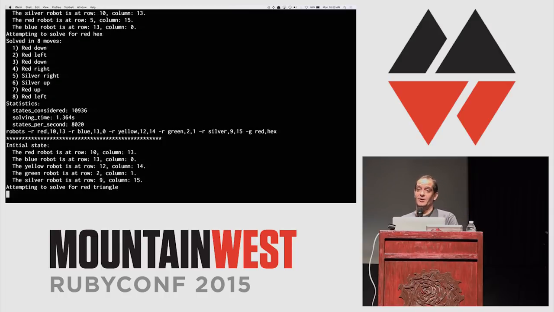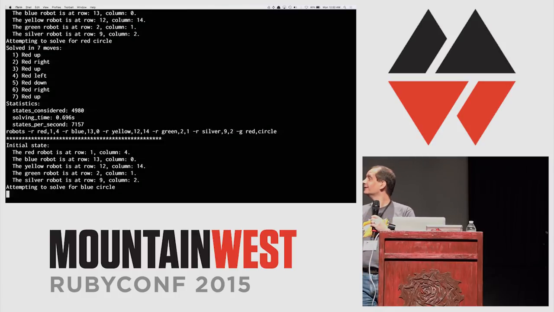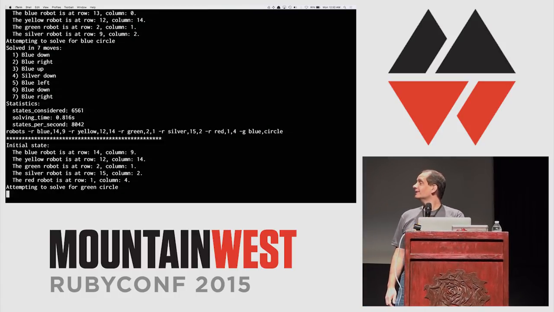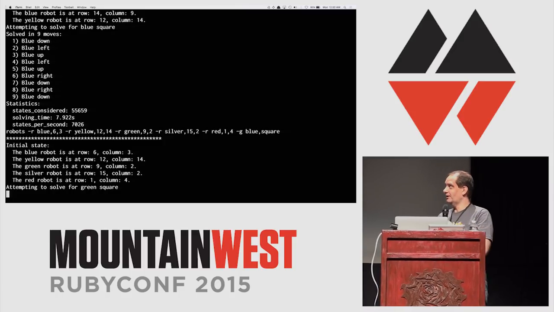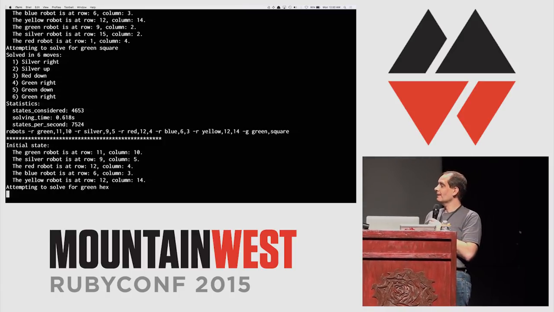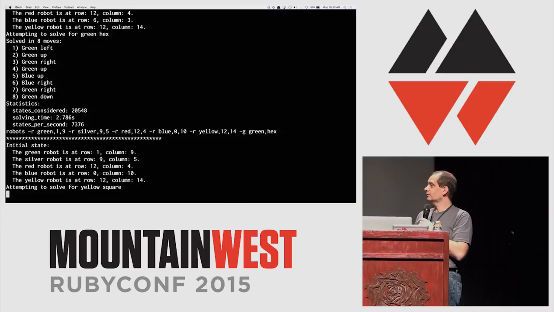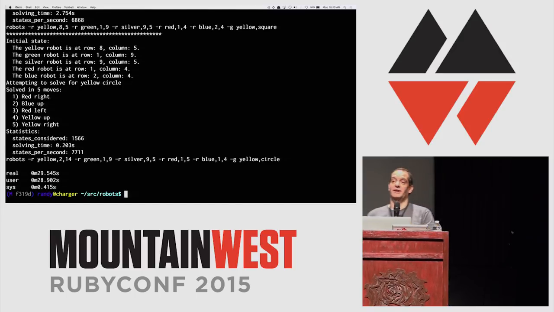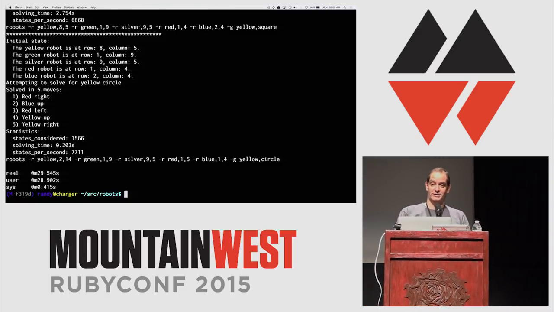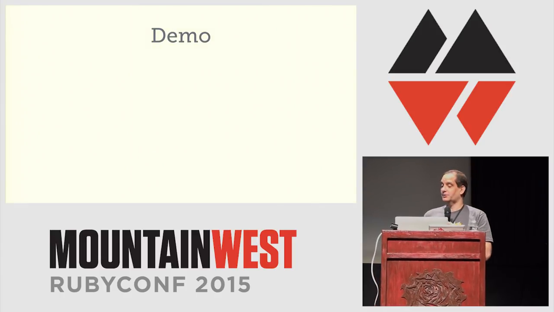I can guarantee you I cannot play the game this fast. So blue square is a little bit of a slower one. I think it's actually a 9-move solution. There we go. About 30 seconds to play an entire game of Ricochet Robots. So like I said, there's still some board states where it's not quite that fast, but it's pretty good.